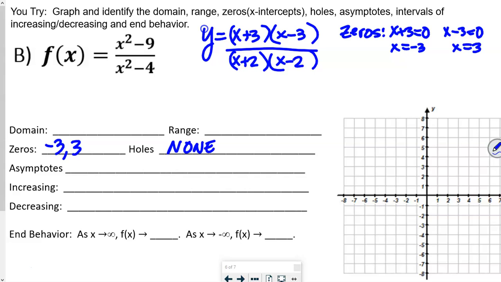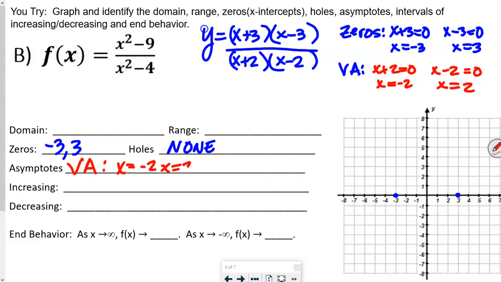Then let's talk about our asymptotes. So let's go ahead and plot these first, -3 and 3. Then when we're looking at our vertical asymptote, let me do this in a different color, we're going to set our denominators equal to 0. So x plus 2 equals 0, so x equals -2. X minus 2 equals 0, so x equals 2. So our vertical asymptotes are going to be x equals -2 and x equals 2.